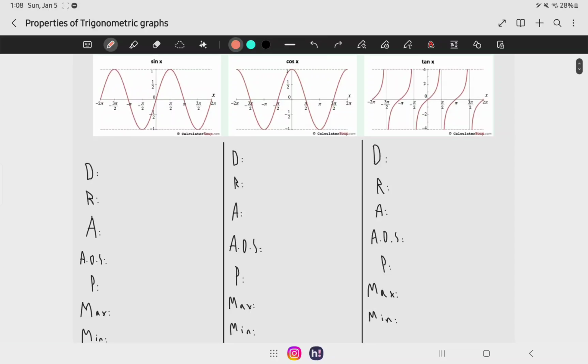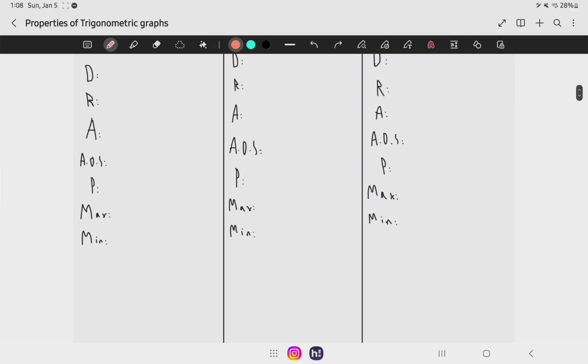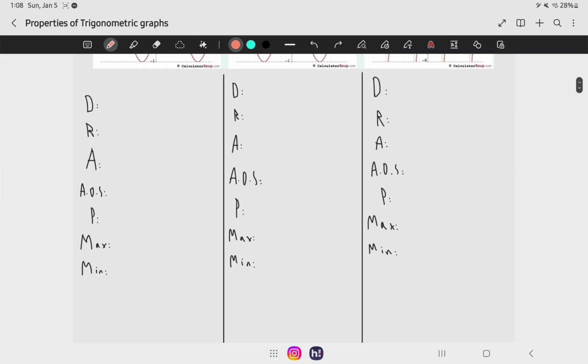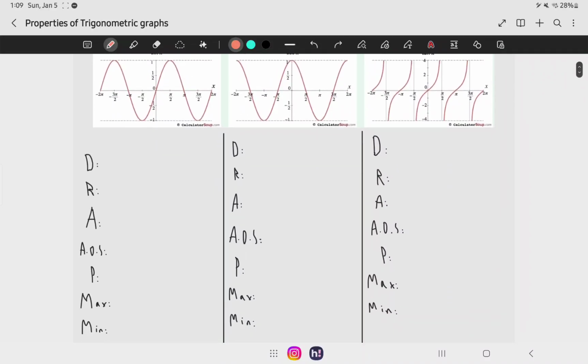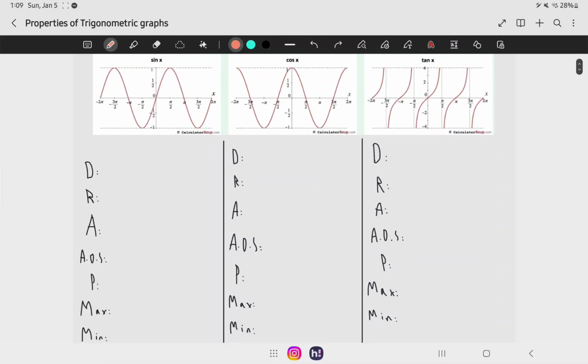So the D's are going to represent the domain, the R is going to represent the range, the A is going to represent the amplitude, AOS is going to represent axis of symmetry, the P is going to represent the period, and then you have the maximum and minimum values for the functions. And this is just covering the base functions with no transformations.